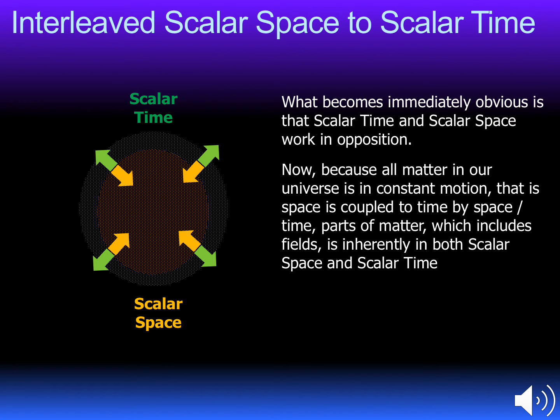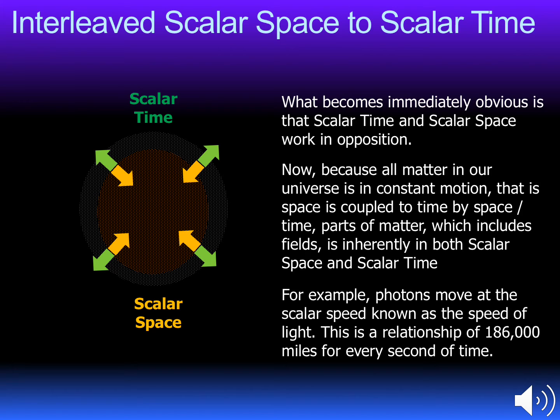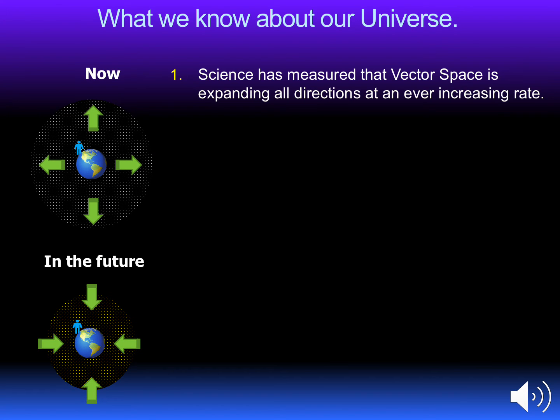Now, all our matter in the universe is in constant motion. As we've mentioned before, these two fields are tied together. A good example of how this is tied together is through photons, because photons move at the scalar speed known as the speed of light. This is a relationship of 186,000 miles for every second of time. So what do we know about our universe?